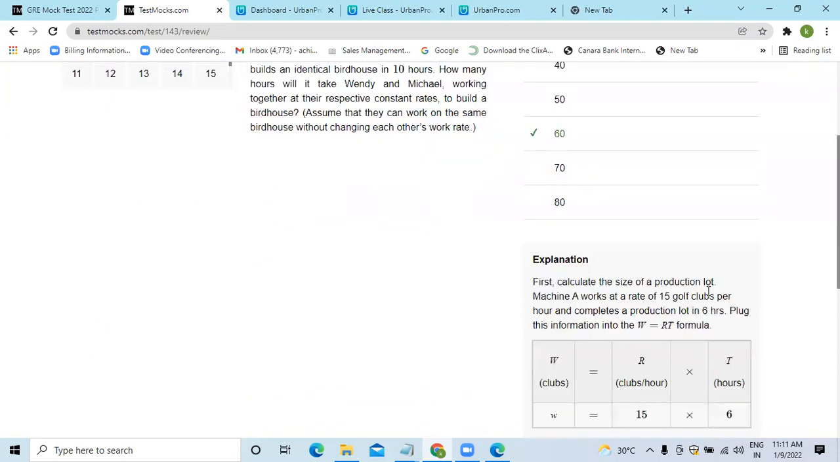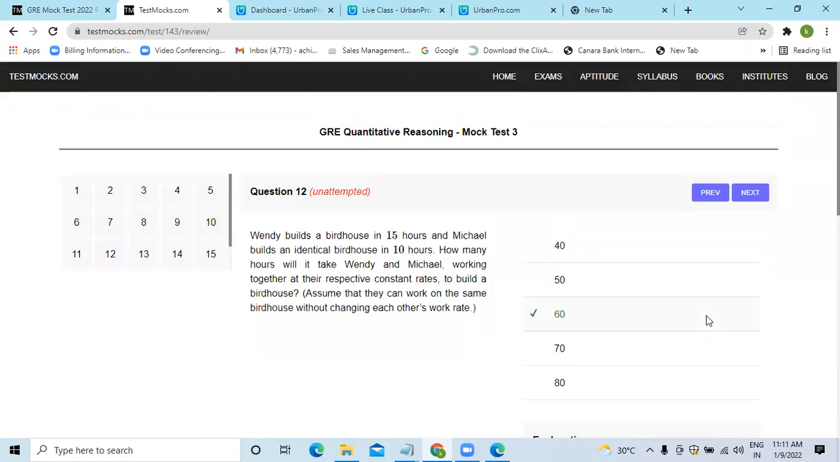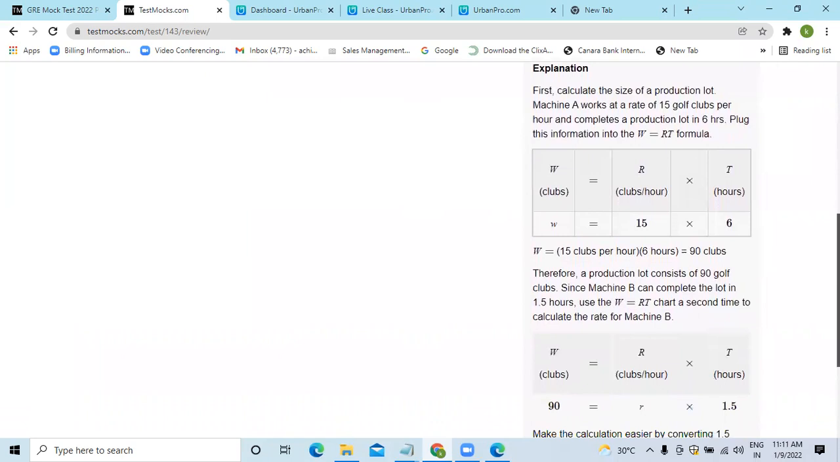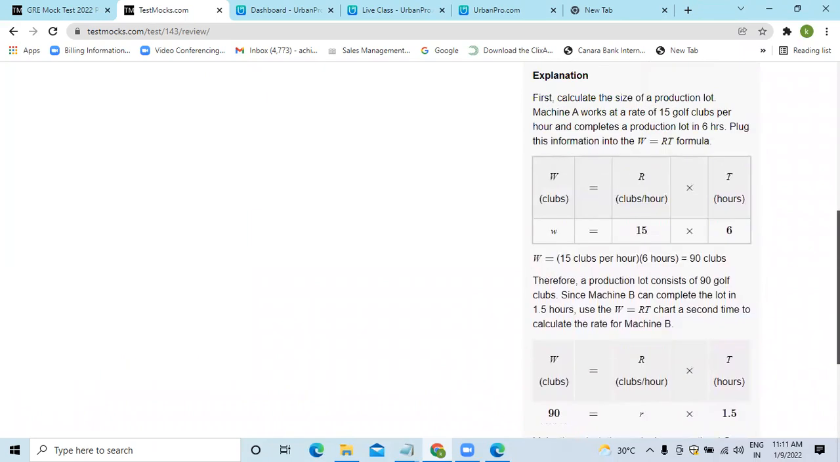I think the explanation it gives here is that the time it takes is 6 hours. How many hours will it take Wendy and Michael working together at the respective rates to build a birdhouse? It can never be 60. There is a printing mistake here. It never makes any logical sense because this person doing it alone can finish it in 15 hours, and this person alone can finish it in 10 hours, so the answer has to be less than 10, right? Understood what I'm trying to tell you? So there is a printing mistake here, and they have also messed up the whole explanation, giving a different problem.